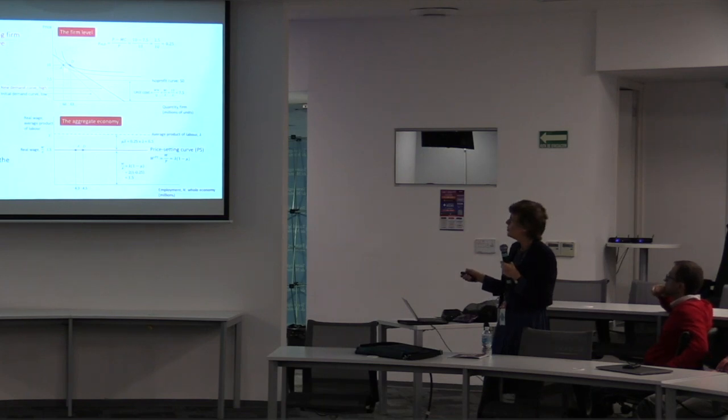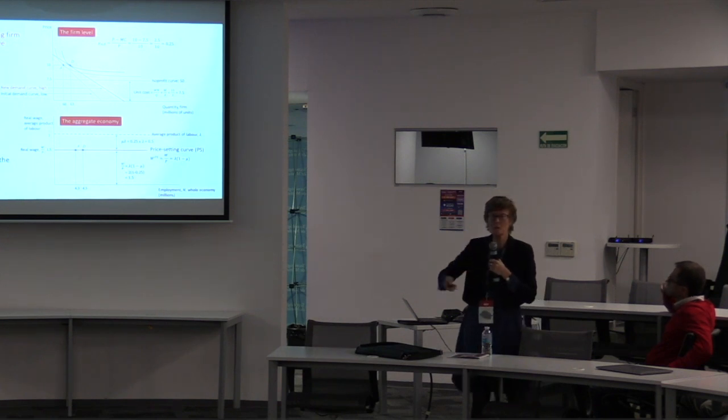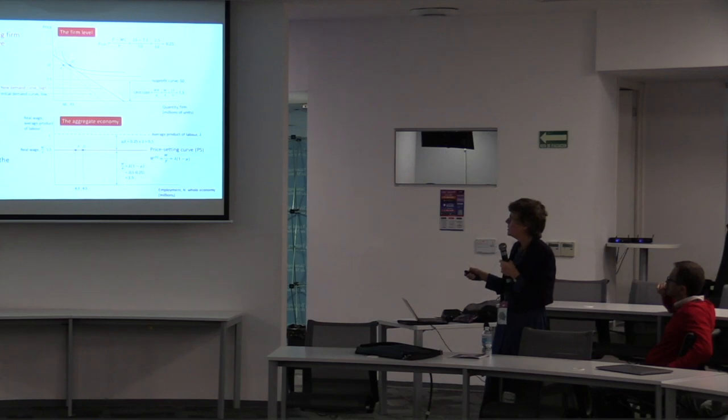Bringing in the aggregate economy by this shift in the demand curve, a proportionate change in the demand facing the firm as a result of a business cycle upswing, for example. The price stays the same, the firm employs more workers to produce more output, and that gives you the price-setting curve at the aggregate level. And this is the markup.